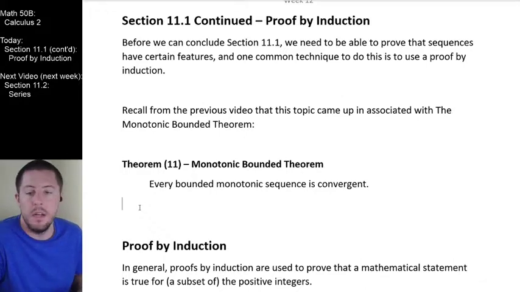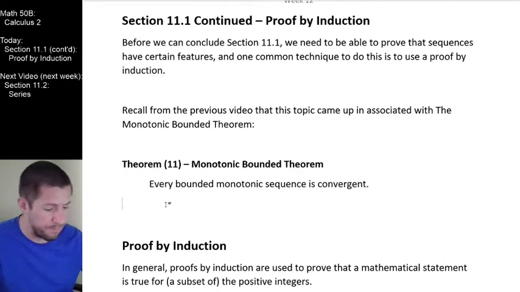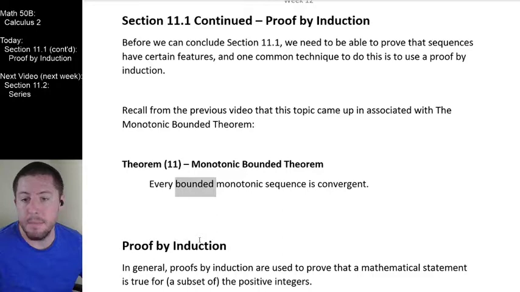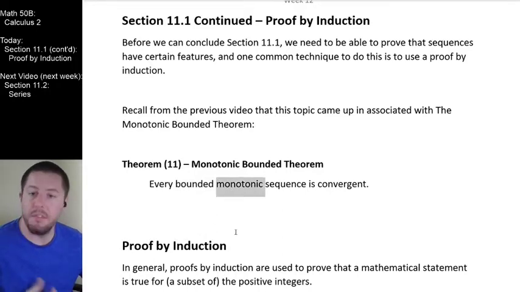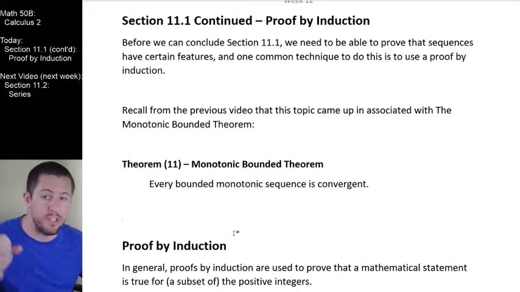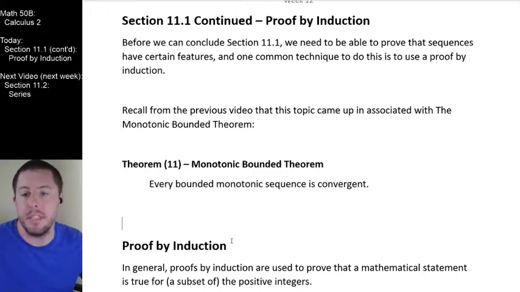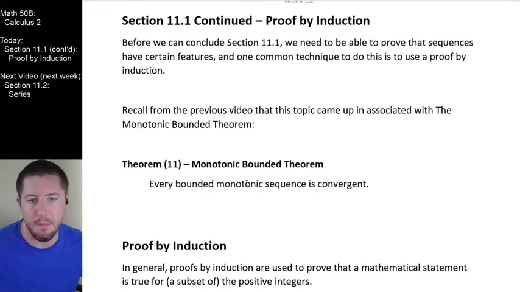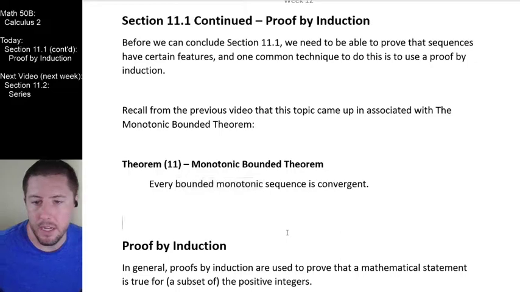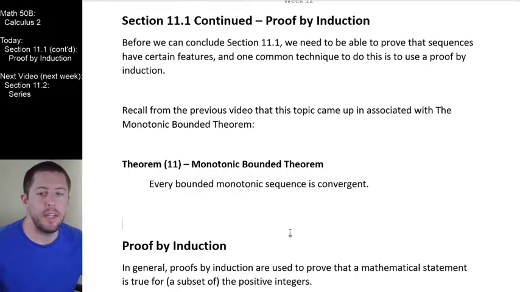Right? So what this really says is, to take advantage of this theorem, you need to be able to prove a sequence is bounded, and you need to be able to prove a sequence is monotonic. If you can prove both of these things, then you can simply state, by the monotonic bounded theorem, it's convergent because I proved it's bounded and monotonic. Each of these things is potentially able to be done with proofs by induction. So that's why we're going to look at that topic here today.